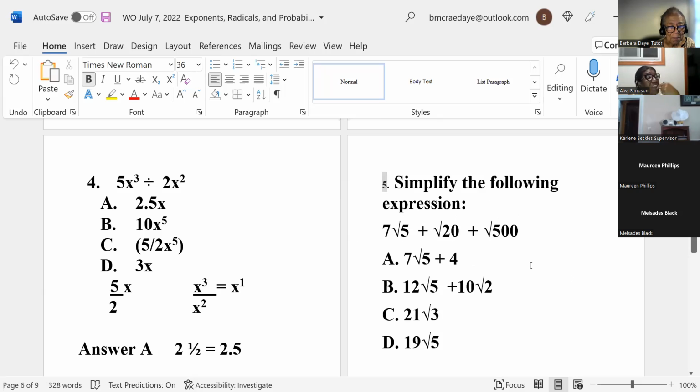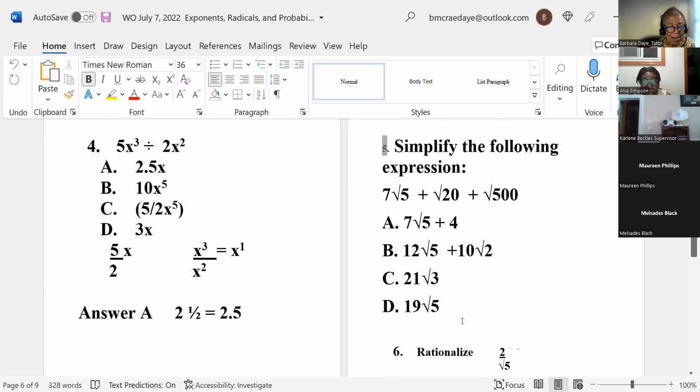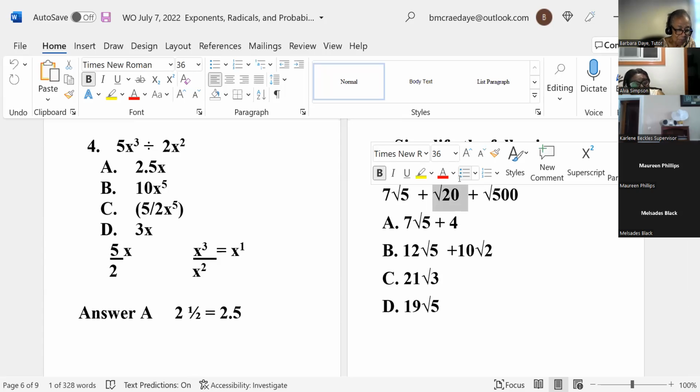I did start to divide out 500 with the 5, so I had to break it down. And I reached a 20 and I stopped. No, see, you already have 7 times square root of 5. So let's just take our square root of 20. We'll take that one first.